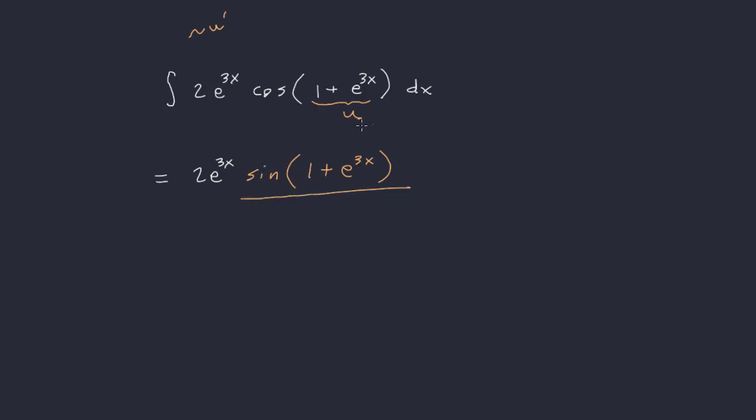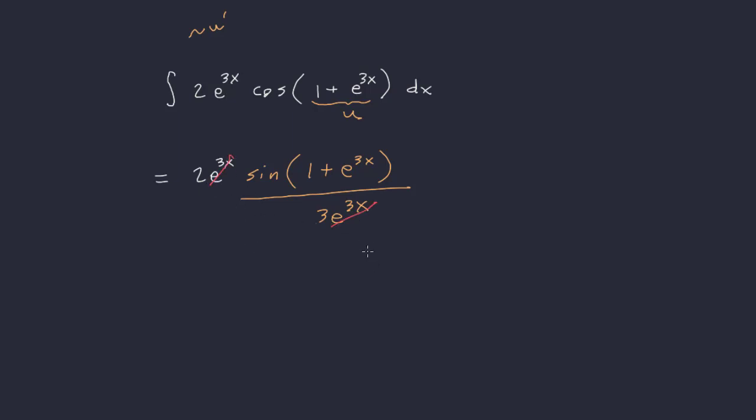And then we'll divide by u prime, so the derivative of the stuff. So derivative of 1, of course, is 0. Derivative of e to the 3x is 3e to the 3x. And here's what we need to happen. This e to the 3x and this e to the 3x, they cancel.